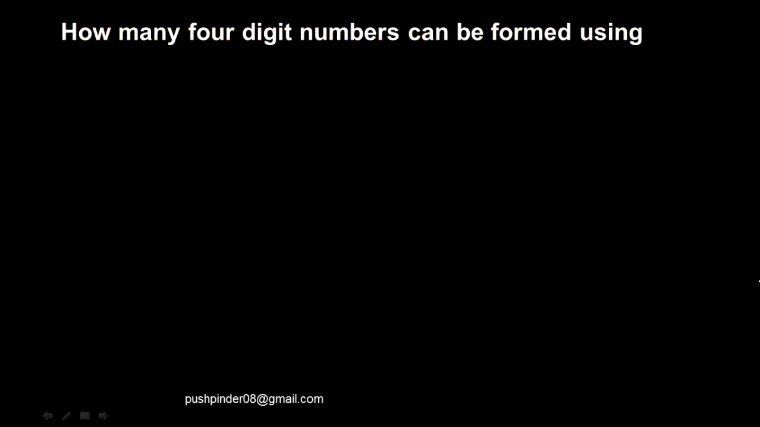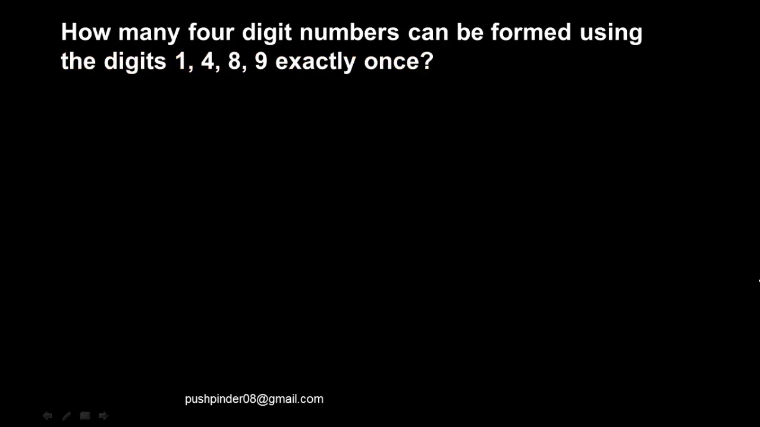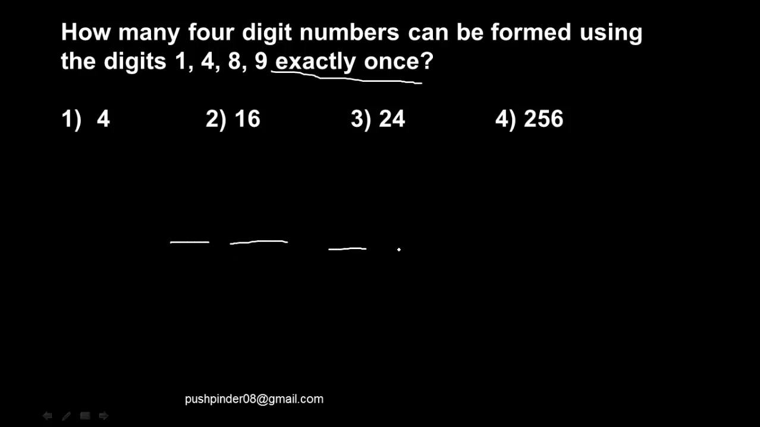Okay, so how many 4-digit numbers can be formed using the digits exactly once? Now this is a different question. Exactly once means you cannot use them more than one time. So you're forming a 4-digit number, which means 4 slots. Over here you can use any of the 4 of them, but if one of them is used, you can't use that one more time, and that means your answer is nothing but 4 factorial. Easy question, pretty simple stuff. Let's move forward.